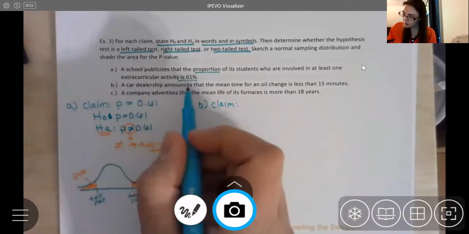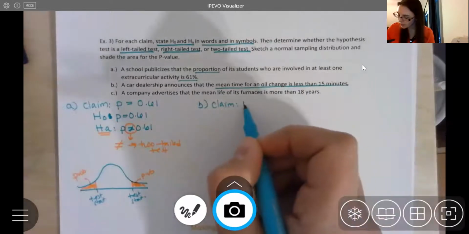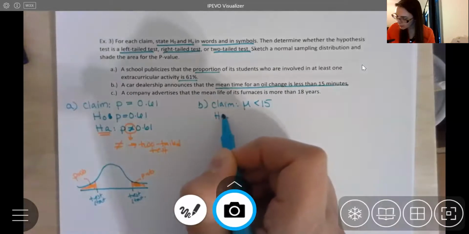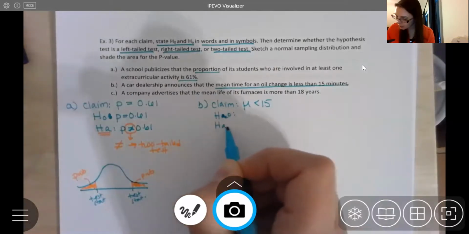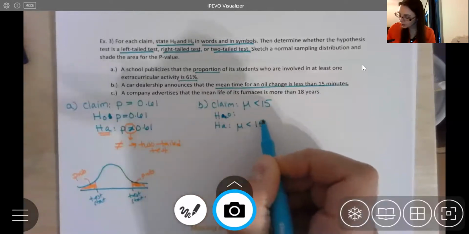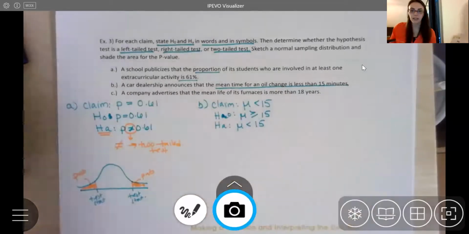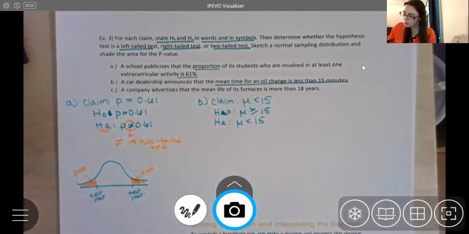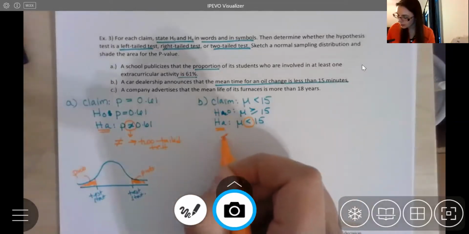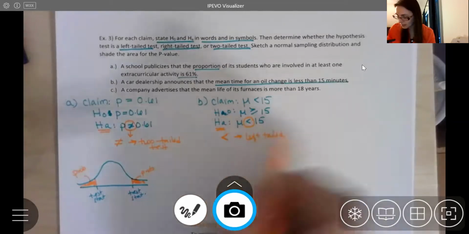For this one, a car dealership announces that the mean time for an oil change is less than 15 minutes. So we saw that the mean is less than 15. H sub 0 and then H sub A. Because it's a strict less than, it's going to be our alternative hypothesis. And that means our null would be the opposite of that, and again, it has to contain equality. When you're determining the type of test to use, you look at your alternative hypothesis. With a less than symbol, you're using a left-tailed test.